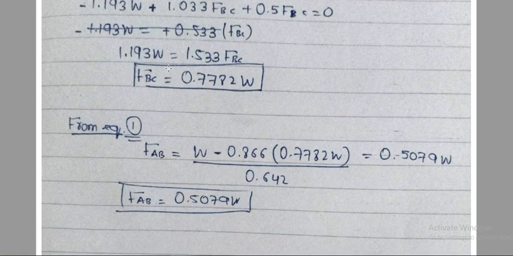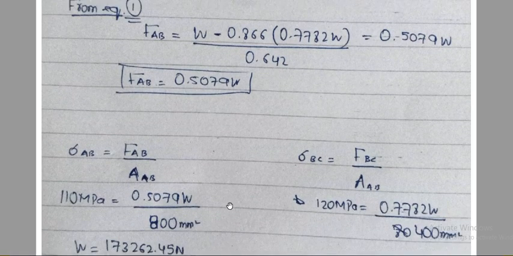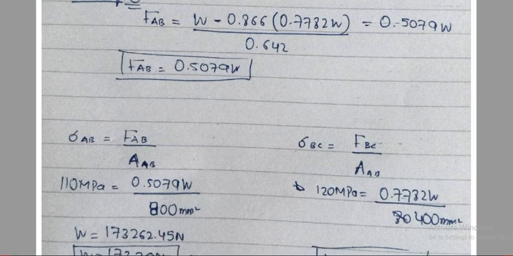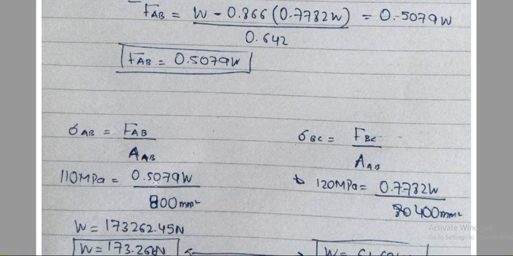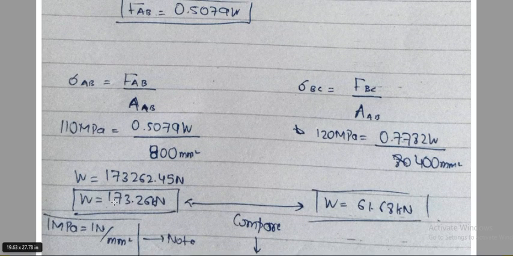When you solve these two equations, you get FBC equals 0.7782 W and FAB equals 0.5079 W. Now, just substitute the values of FAB and FBC in these formulas and calculate W from here. We have been given the stress of 110 megapascal for AB and area 800 millimeter square, and you can calculate W from here. From the condition of stress and area given in AB, W is equal to 173.26 kilonewton, right?